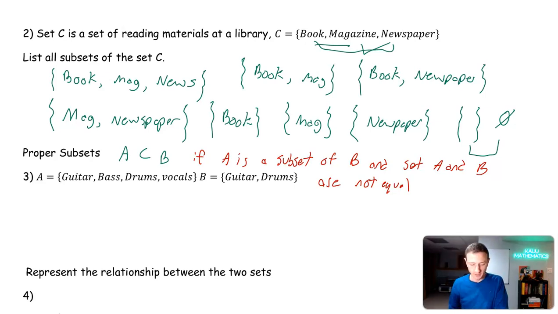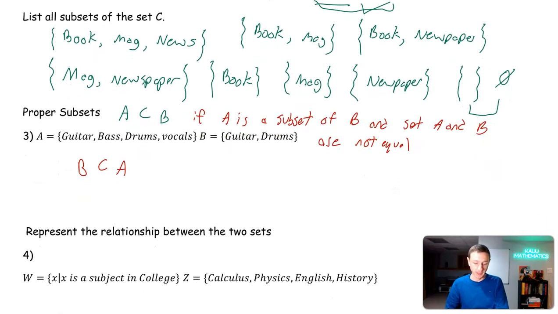So set A is guitar, bass, drums, and vocals. Then the set B is guitar and drums. So B is a subset of A, and it's not the same set. It's not equal. So we'd say B is a proper subset of A. It's also a subset, but we're looking at proper subsets right now. It would be a proper subset because it is a subset of A, and it's not equal to A.